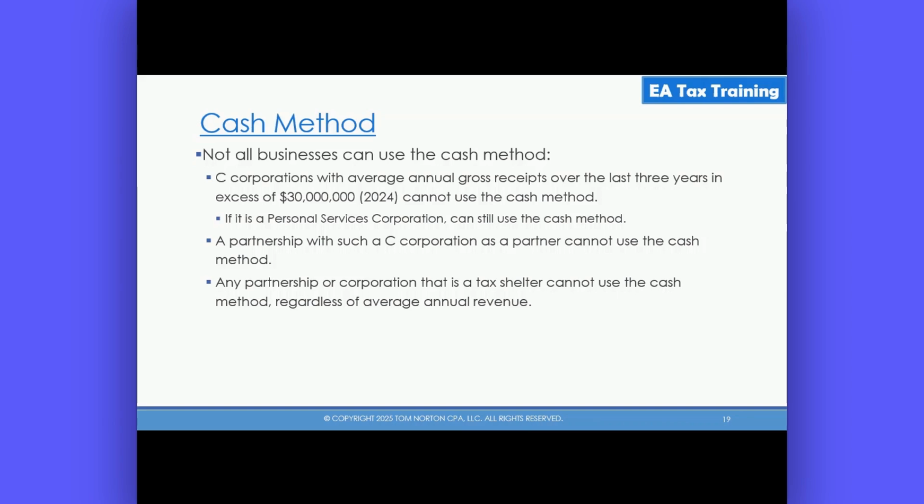You also want to remember this $30 million number because it is used here and it is used in a few other places as well. And it does change each year with inflation. But for 2024, it is $30 million. So remember, cash method, no C corporation with those annual receipts over $30 million, no partnership that has one of those C corporations as a partner, and no tax shelter. None of them can use the cash method.